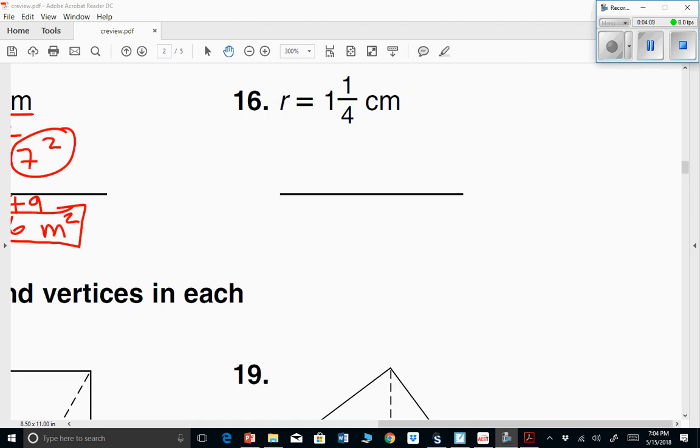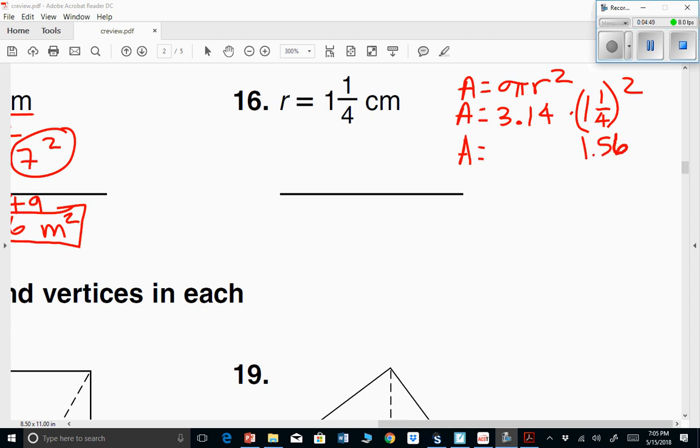One more area of a circle problem. This time they gave us r, so that's good. We can go directly to our formula. Area of a circle equals pi r squared. Area equals 3.14 times 1 1/4 squared. Again, we need to do our squaring first. If you put 1 1/4 into your calculator and then square it or multiply it by 1 1/4, as a decimal, you'll get 1.5625.